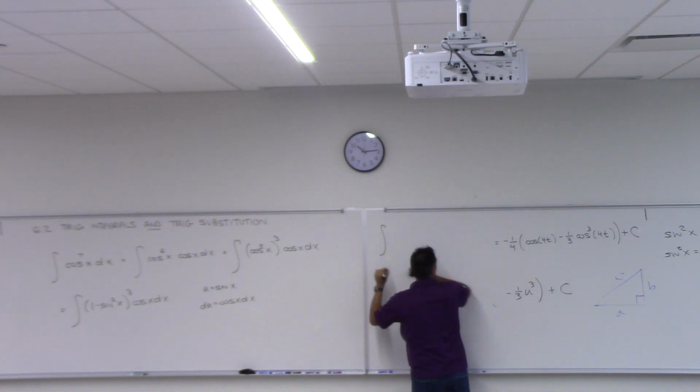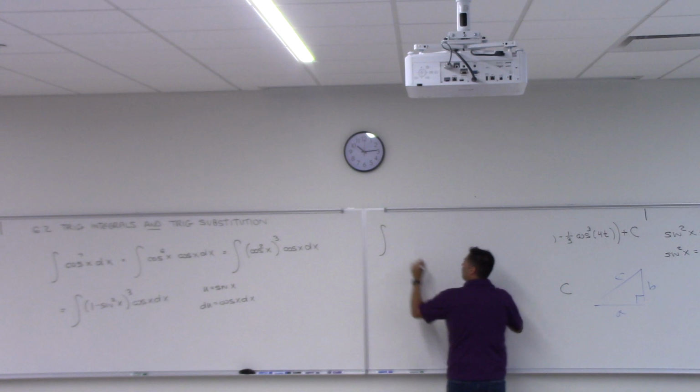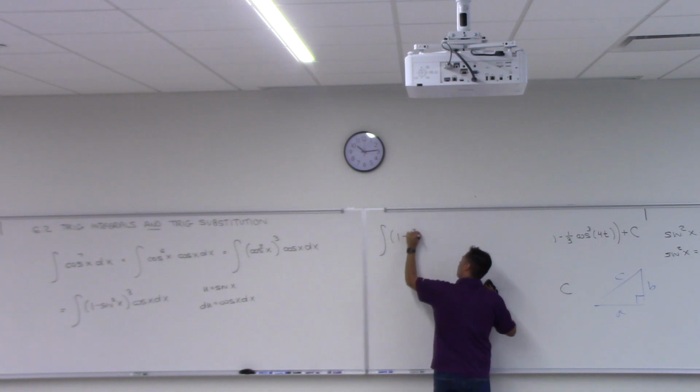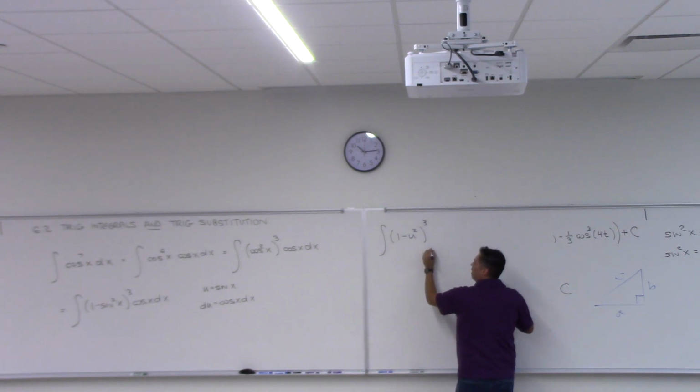Okay, 1 minus u squared, all of that cubed, right? 1 minus u squared, all of that cubed. And then cosine x dx is just du.